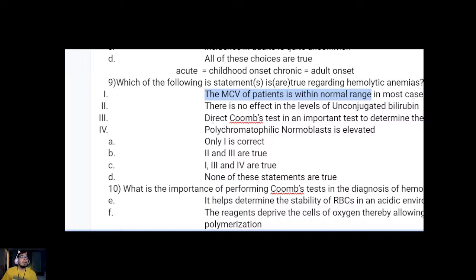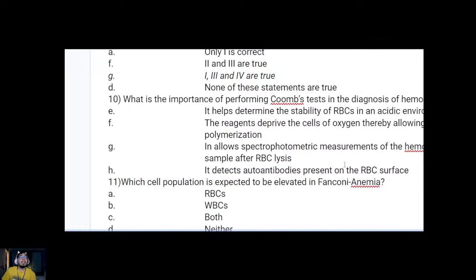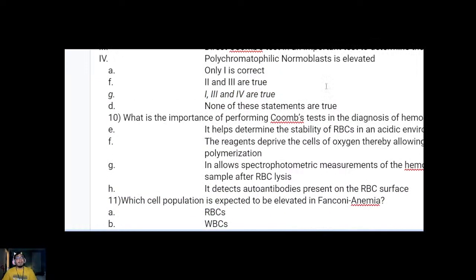Okay? Direct Coombs test is an important test to determine the cause. Check. Polychromatophilic normoblast is elevated. Is that a check? Yes, check. So ano ang mali? Ito ang mali. Okay? So that's why the correct answer is this one. Okay? Yan ang naiiba. Okay? Kailangan natin ng may effect sa unconjugated levels, di ba? Bakit? Ano ba nangyayari sa blood?